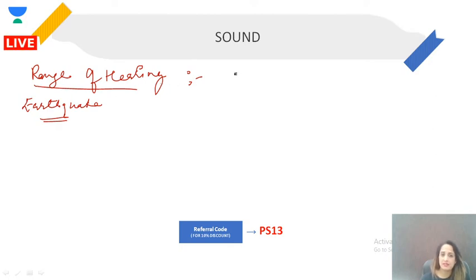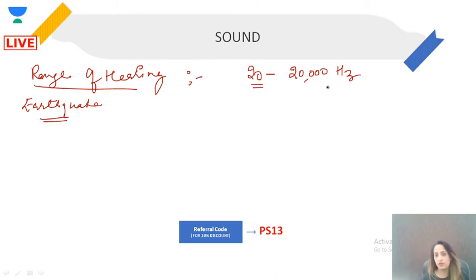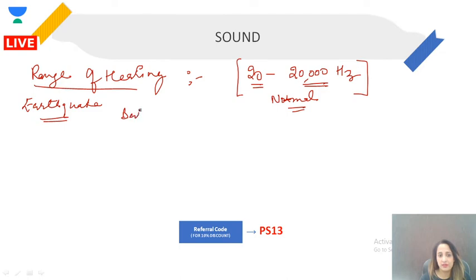Okay, so that means there has to be a hearing range for us humans. So it's 20 to 20,000 hertz, right? 20 hertz to 20,000 hertz, or 20 kilohertz we can call it. So this is the normal hearing range. But in very small babies, when it's a small kid, they can hear somewhere around 25 kilohertz as well. They can listen to very feeble sounds, or sounds which are above this range.